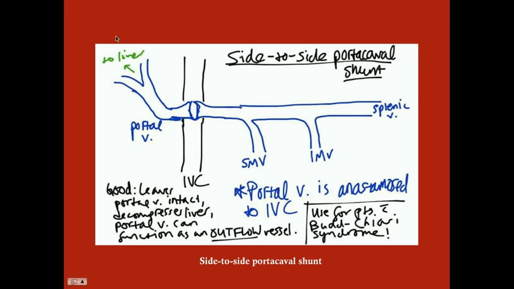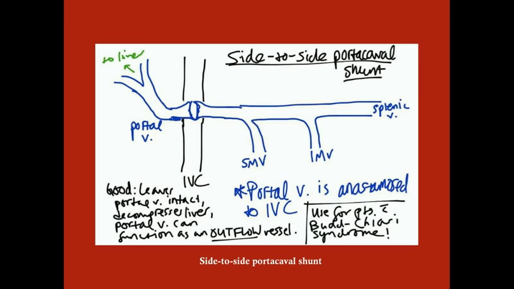Remember, Budd-Chiari syndrome, you have thrombosis of your hepatic veins, the veins coming out of the liver. And in that case, the big problem is that you have elevated pressure in your portal vein, portal hypertension, not because of anything wrong with the liver, but because you have blockage in your hepatic vein, so it can't get back to the systemic circulation that way. If you create this side-to-side portocaval shunt, the blood can go to the liver, and then it can go backwards, back into the inferior vena cava through this anastomosis. And so now you've got your portal vein functioning also as an outflow vessel.